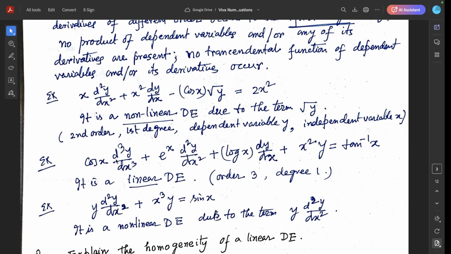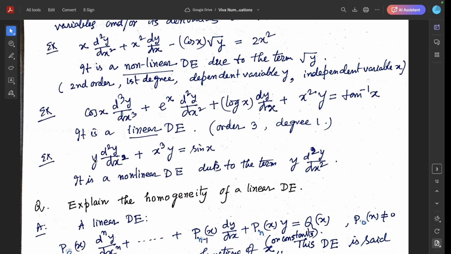And second example, cos x d3y/dx cube plus e to the power x d2y/dx square plus log x dy/dx plus x square y equal to tan inverse x. Obviously, this is a linear differential equation, of order 3 and degree 1.